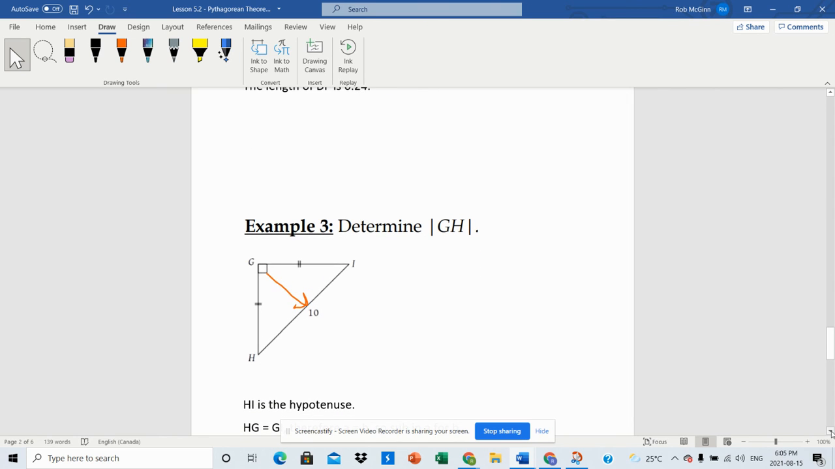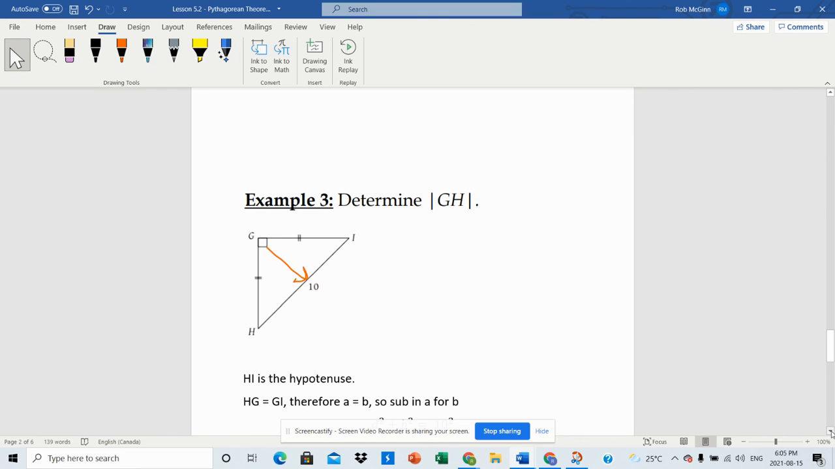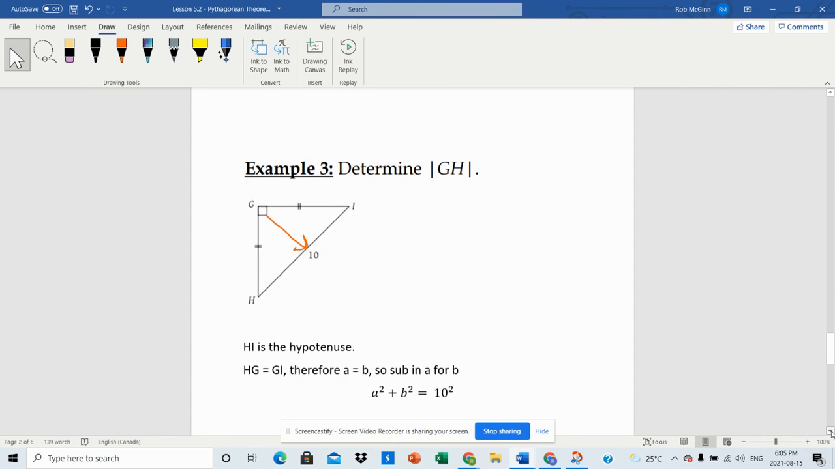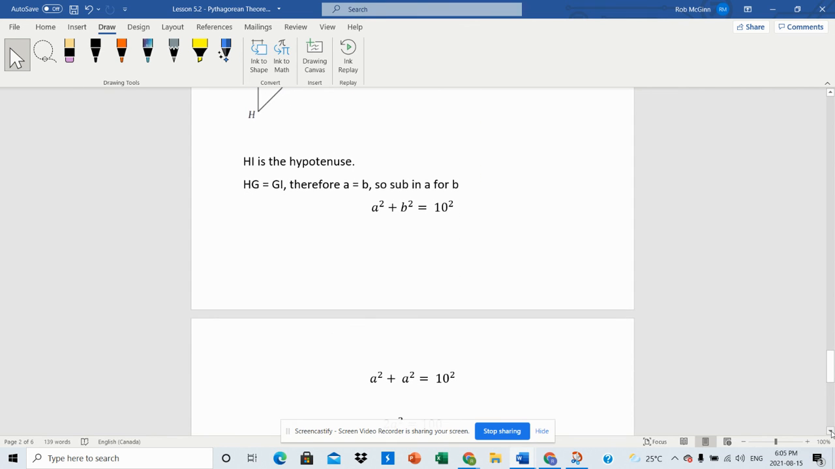We know that HI is the hypotenuse. And we now know that GH equals GI. Therefore, A equals B, so we're just going to sub A in for B. So I'll show you what that looks like. We write our equation like normal. A squared plus B squared equals 10 squared. And now, since we know that the two side lengths are the same length, instead of A squared plus B squared, we're actually going to sub A in for B. So it'll become A squared plus A squared equals 10 squared.